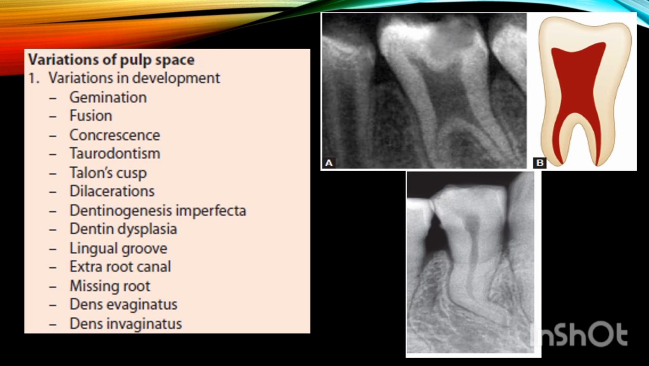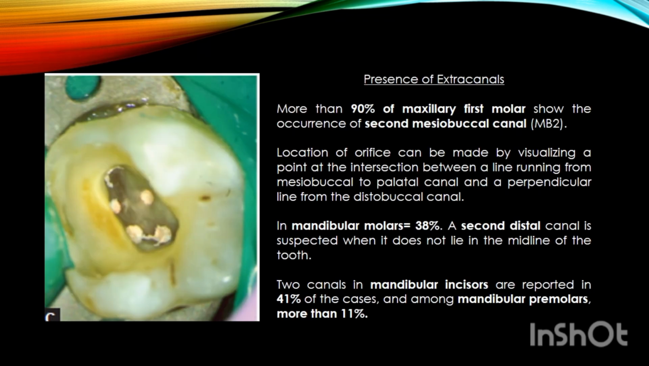And then there is taurodontism. Taurodontism is the enlarged pulp cavity or chamber. And then there is dilaceration, that is the bending of the root. Now another variation that you might see is extra canals.